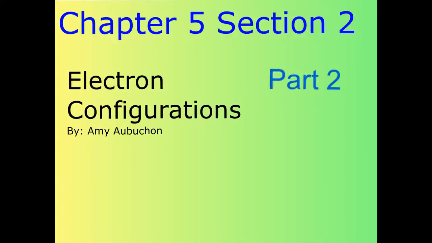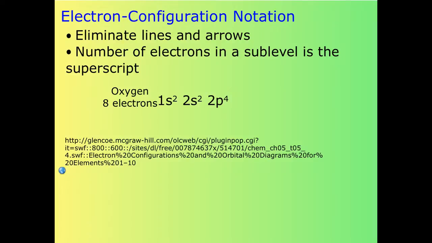Alright, as we continue in section 2, we are going to write some more electron configurations, but I don't know about you, but I got kind of tired of all of those little arrows, so I'm going to show you a couple shorthand notations in how to show electron configurations. The electron configuration notation eliminates the lines and the arrows that we had in orbital notation. So it shows the total number of electrons in the sublevel as a superscript after the letter.